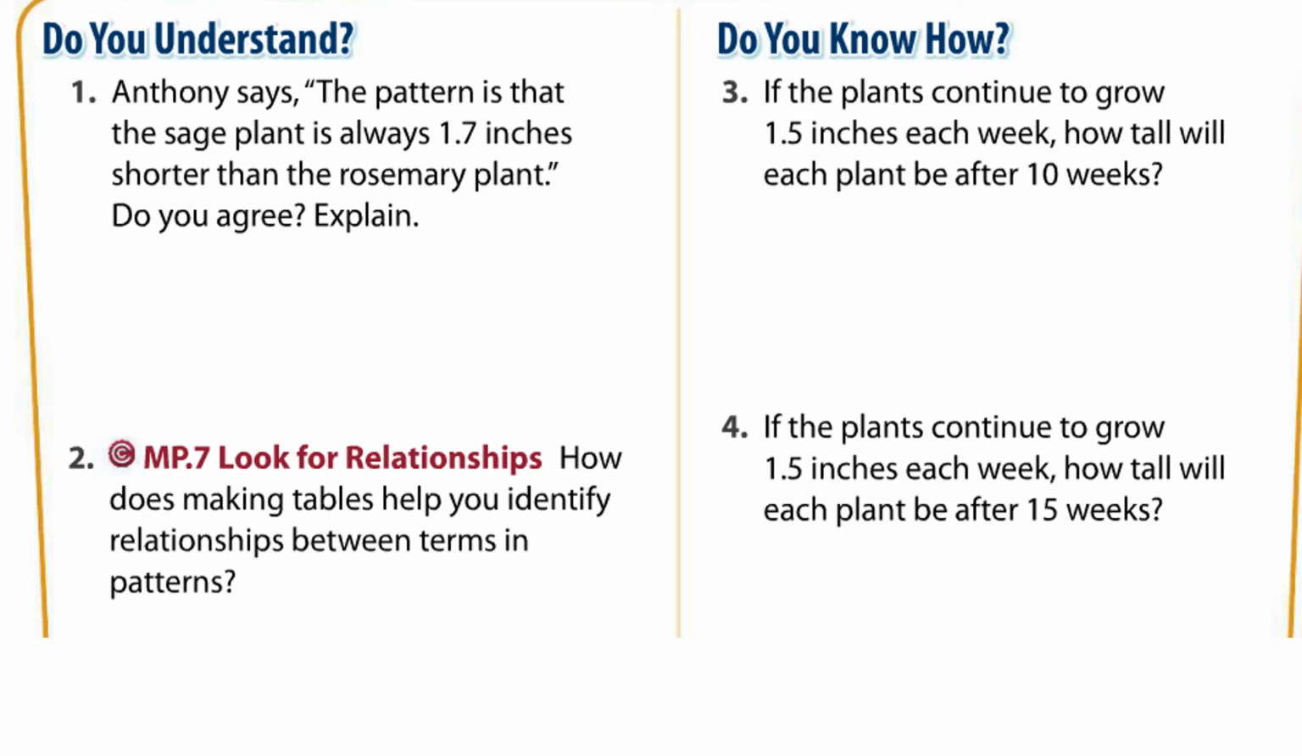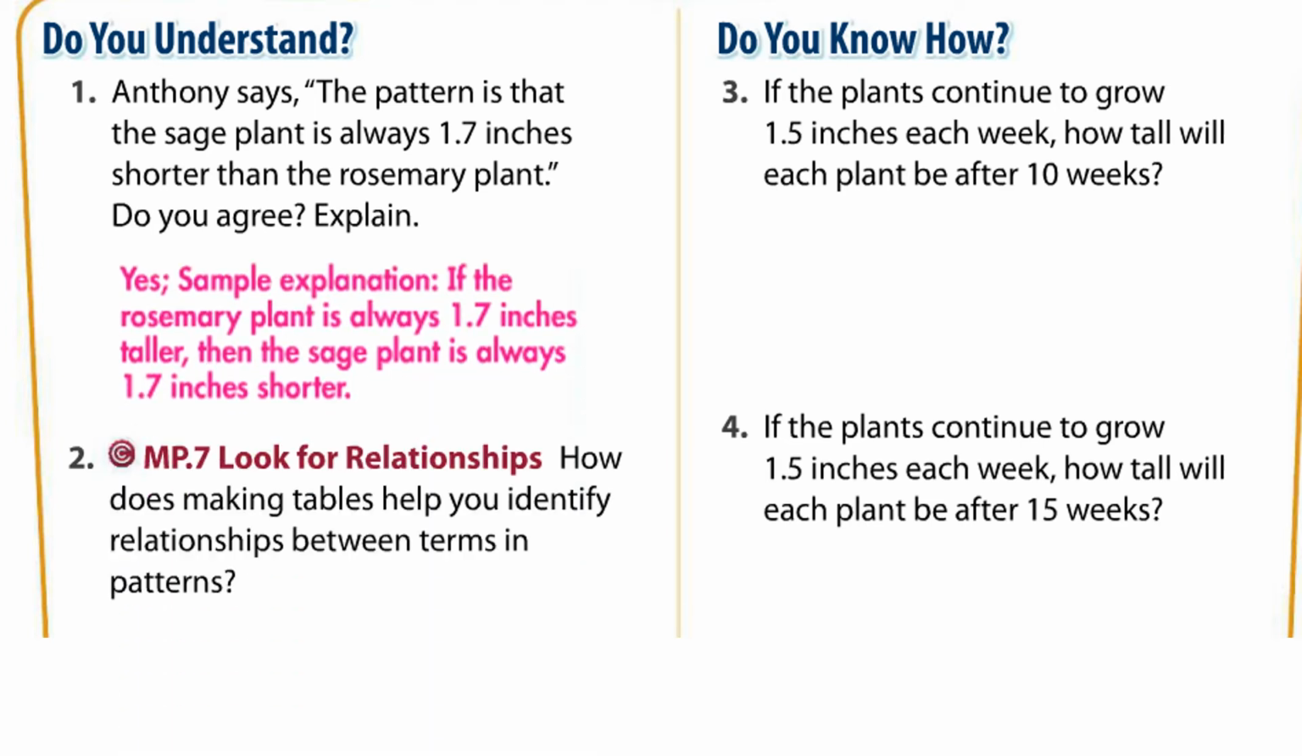Okay, let's answer the next questions now, which are related to that example, which is the rosemary plant and sage plant. For question number 1, Anthony said the pattern is that the sage plant is always 1.7 inches shorter than the rosemary plant. Do you agree? Of course, yes. He is correct. Why is he correct? Because I just said right now that the rosemary plant is always 1.7 taller than the sage plant. Or we can say the opposite of this sentence, which will be correct also, the sage plant is always 1.7 shorter than the rosemary plant. Of course, I agree. So if the rosemary plant is always 1.7 inches taller, then the sage plant is always 1.7 inches shorter.